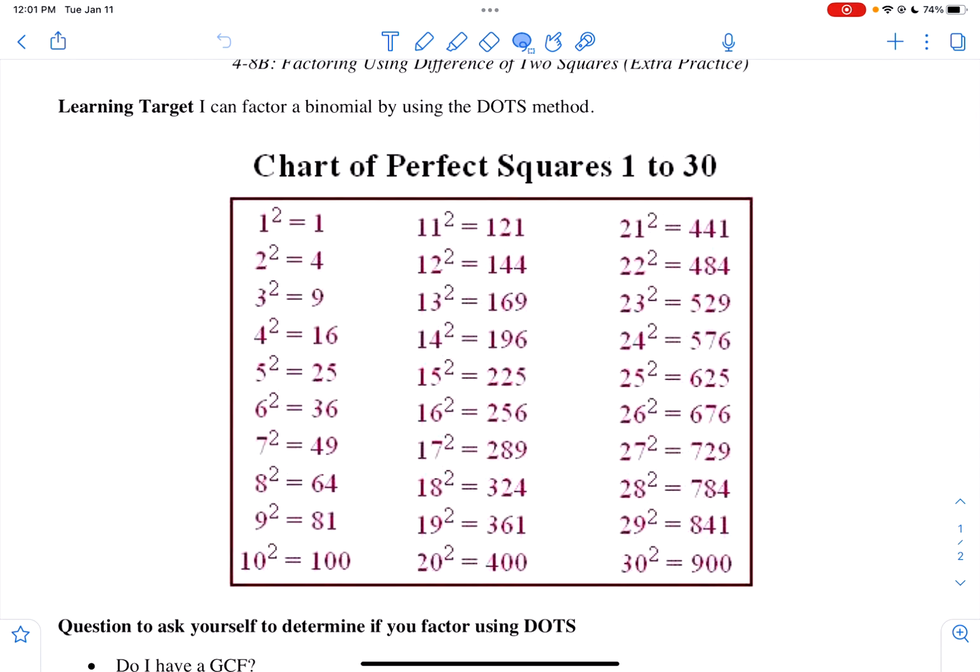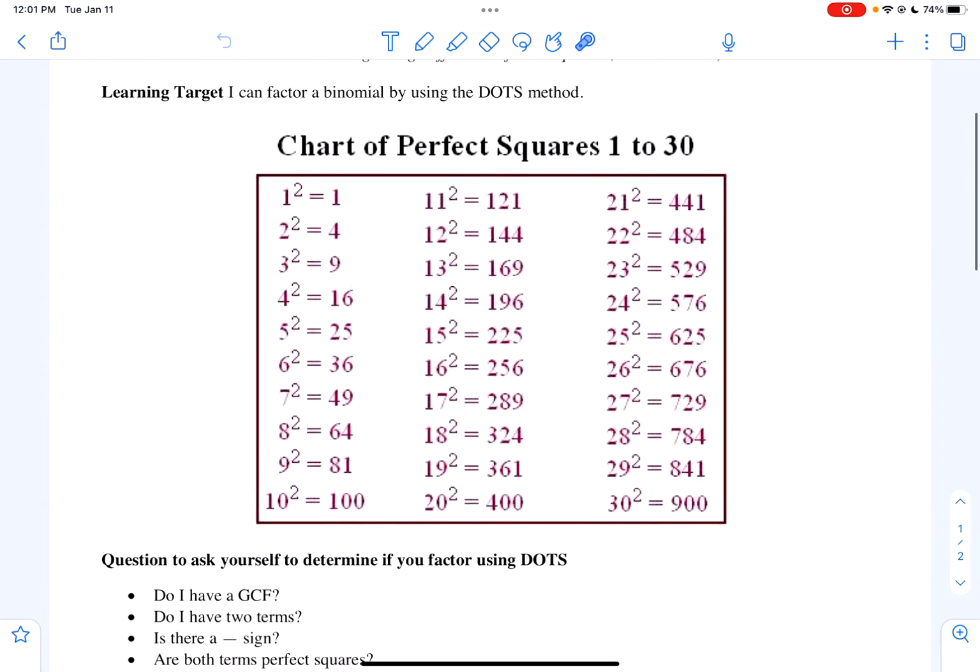Today's learning target is I can factor a binomial by using the dots, or the difference of two squares method. Below you'll have a chart of your perfect squares for the numbers 1 to 30. So remember, these are the numbers that need to appear in our expressions, and then these are the numbers that appear in our parentheses. Okay?